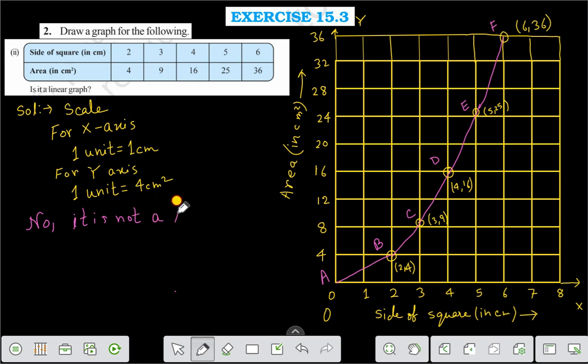It is not a linear graph. Right? Dear friends, here we have taken the x-axis as the side of a square in centimeter and the y-axis as area in centimeter square. We plotted the graph, and here you see that it is not a linear graph.